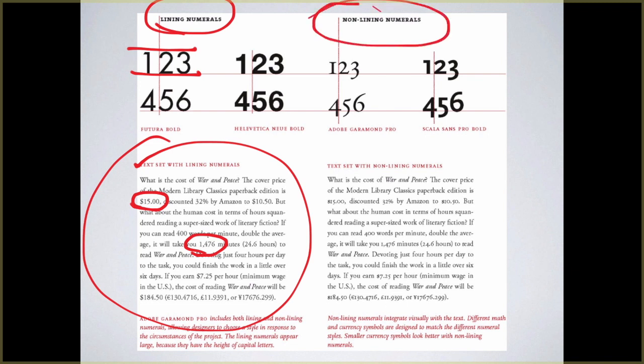If we jump over to non-lining numerals, notice here this is the X height. And in the case of like a 3, we've got a descender. In the case of a 6, we've got an ascender that sticks up. So in that example, and we look at the same things, the $15 works and reads just like a regular line of text. It's not unwanted emphasis on that price. Likewise, we come down here to the distance, the 1,476 minutes. It reads in and doesn't stand out. So if you're going to be using numbers in a block of text in a paragraph, you want to use these non-lining figures so that it reads with the paragraph rather than standing out against the paragraph.